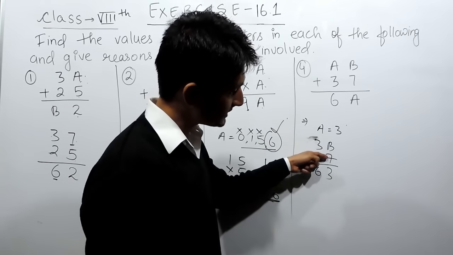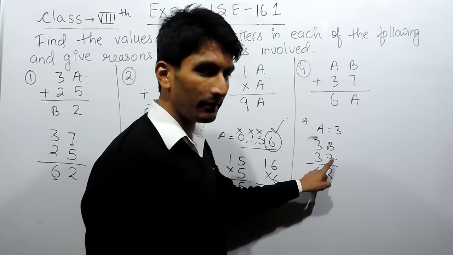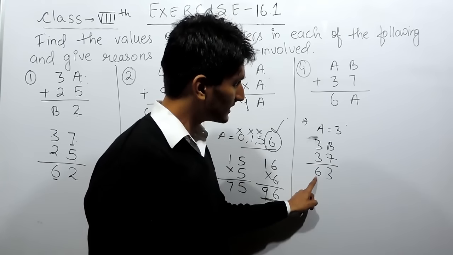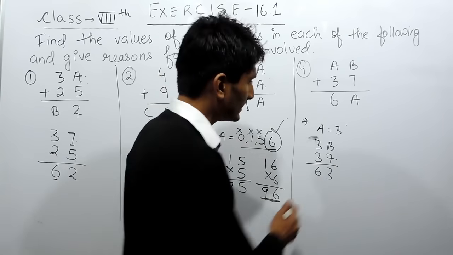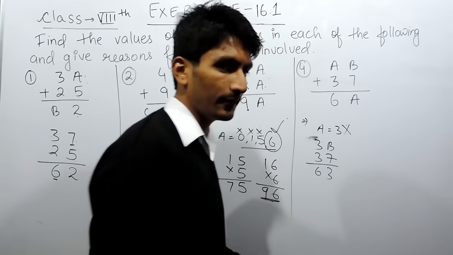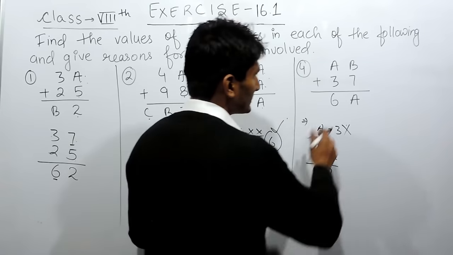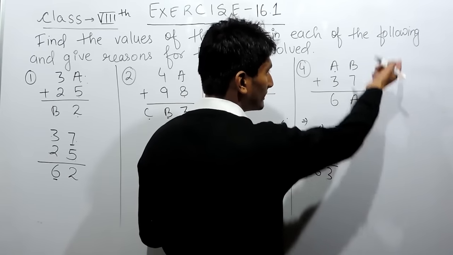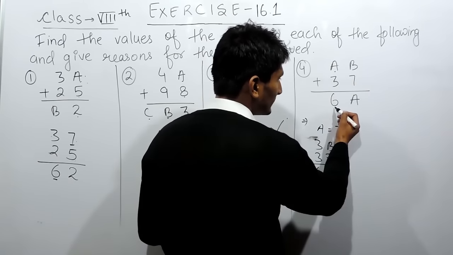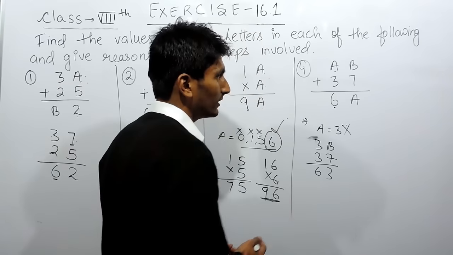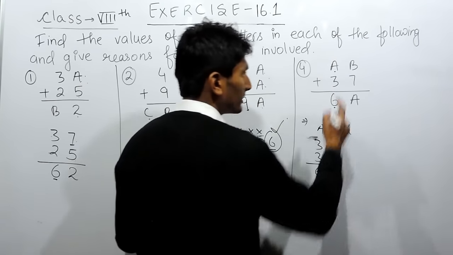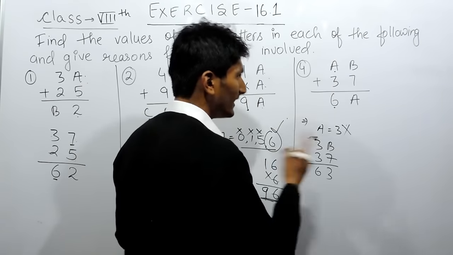Then only 6 plus 7 will be 13, but there will be one carry. So in that case, this 6 will become 7. So obviously this is the wrong answer here. Now obviously the value of a here cannot be more than 3. In that case, this will automatically become 7. So the value of a here must be equal to 3 or less than 3.